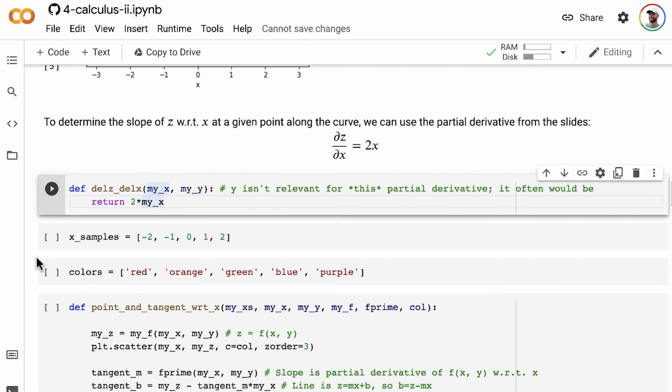Nice, so let's study the slope at 5 specific exemplary points.